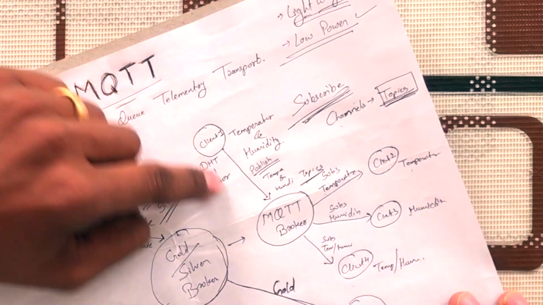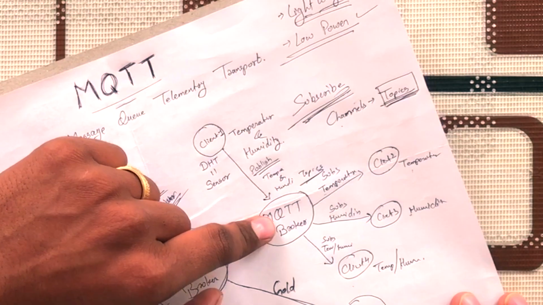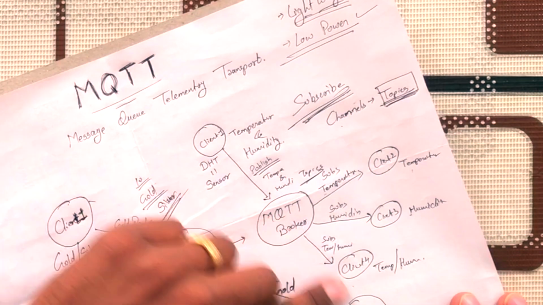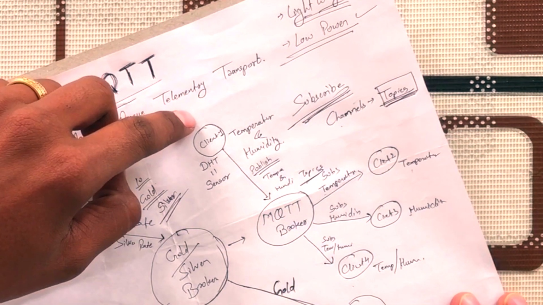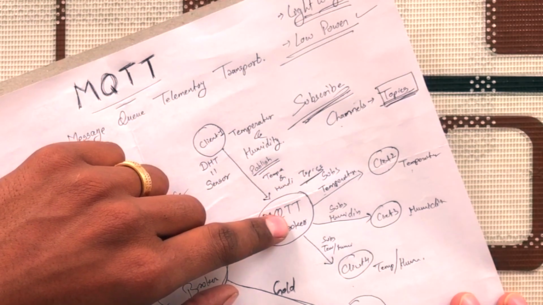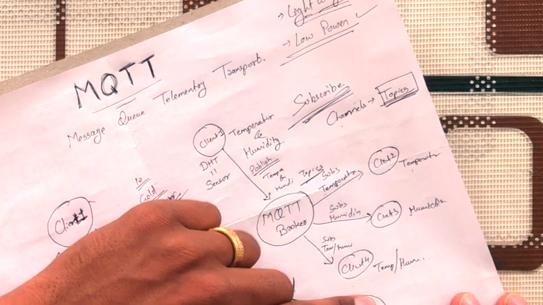So whenever client 1 sends the temperature data, the MQTT broker will pass on the same data to those who are subscribed to temperature. In this case, client 2 and client 4. When client 1 sends the humidity data, the MQTT broker will pass on the humidity data to the ones who are subscribed to the humidity topic. So in this case it is client 3 and client 4.